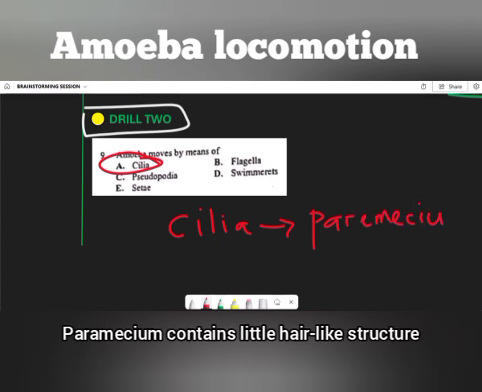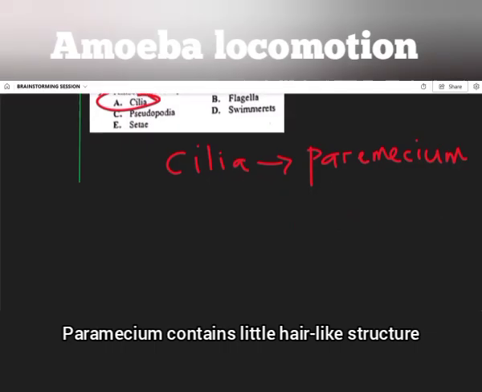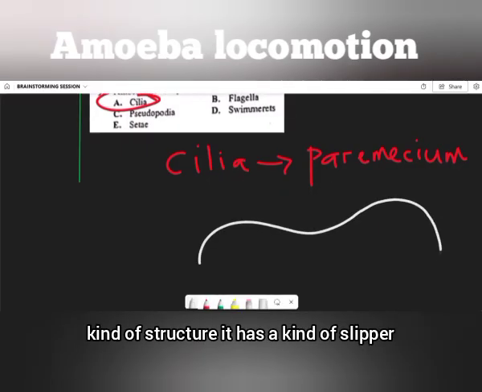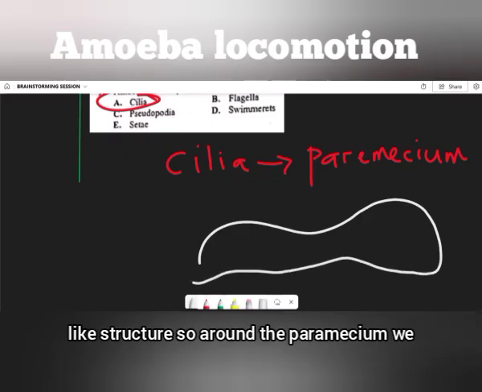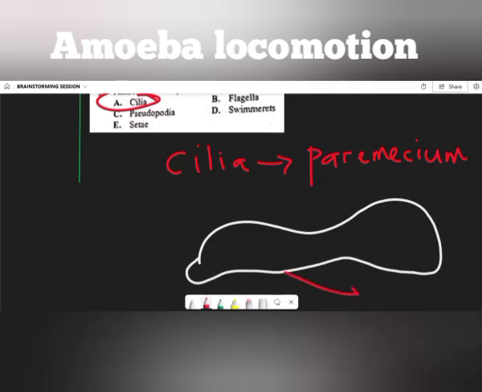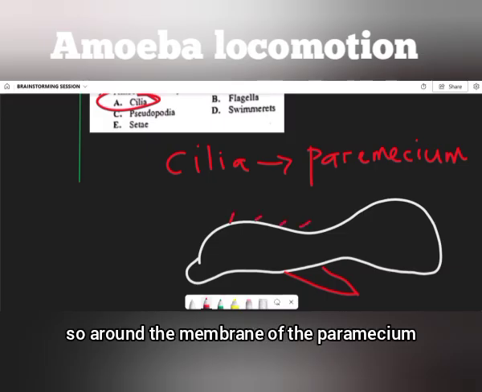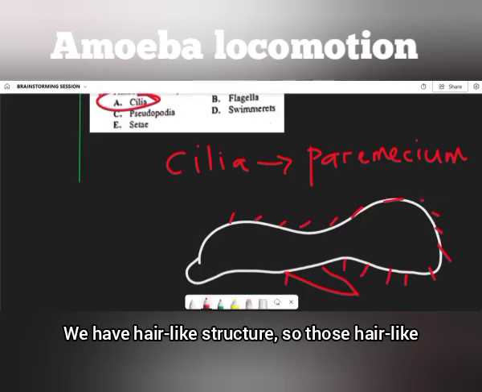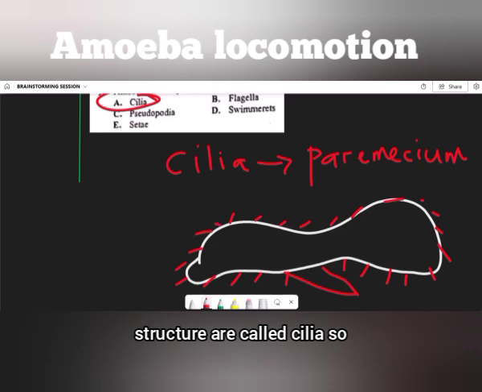Paramecium contains little hair-like structures around it. Okay, let me try to give it a kind of structure. It has a kind of slipper-like shape. So around the paramecium, at this side also, we have something that protrudes out in this format. Around the membrane of the paramecium, we have hair-like structures, and those hair-like structures are called cilia. So that means cilia belongs to paramecium.